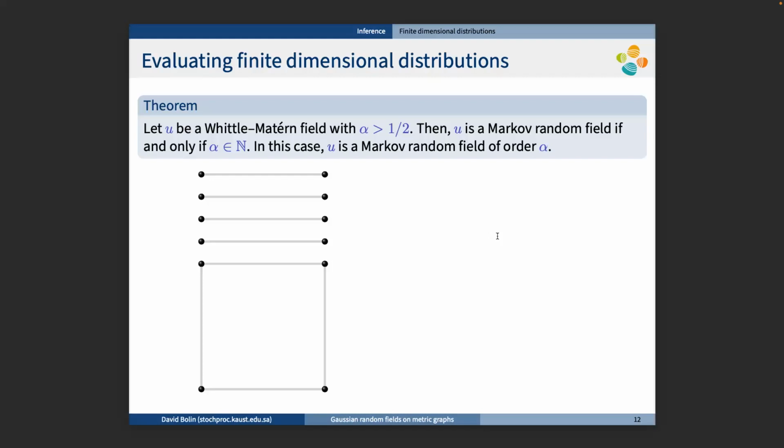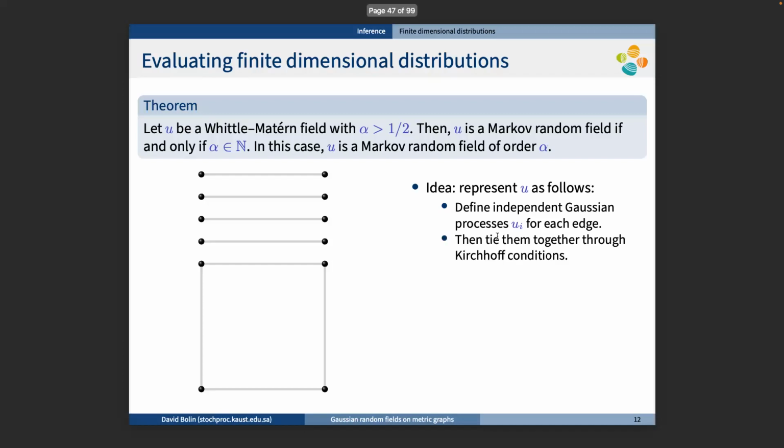And the idea for how we do this is quite simple. Because we have this kind of Markov property, one idea would be that we should be able to represent this process by, so suppose that you are on this square graph here. We should be able to define some independent Gaussian processes for each edge. So we basically split this graph into 4 individual lines, and we define for each line an independent Gaussian process. And then we tie them together by conditioning on these Kirchhoff conditions.